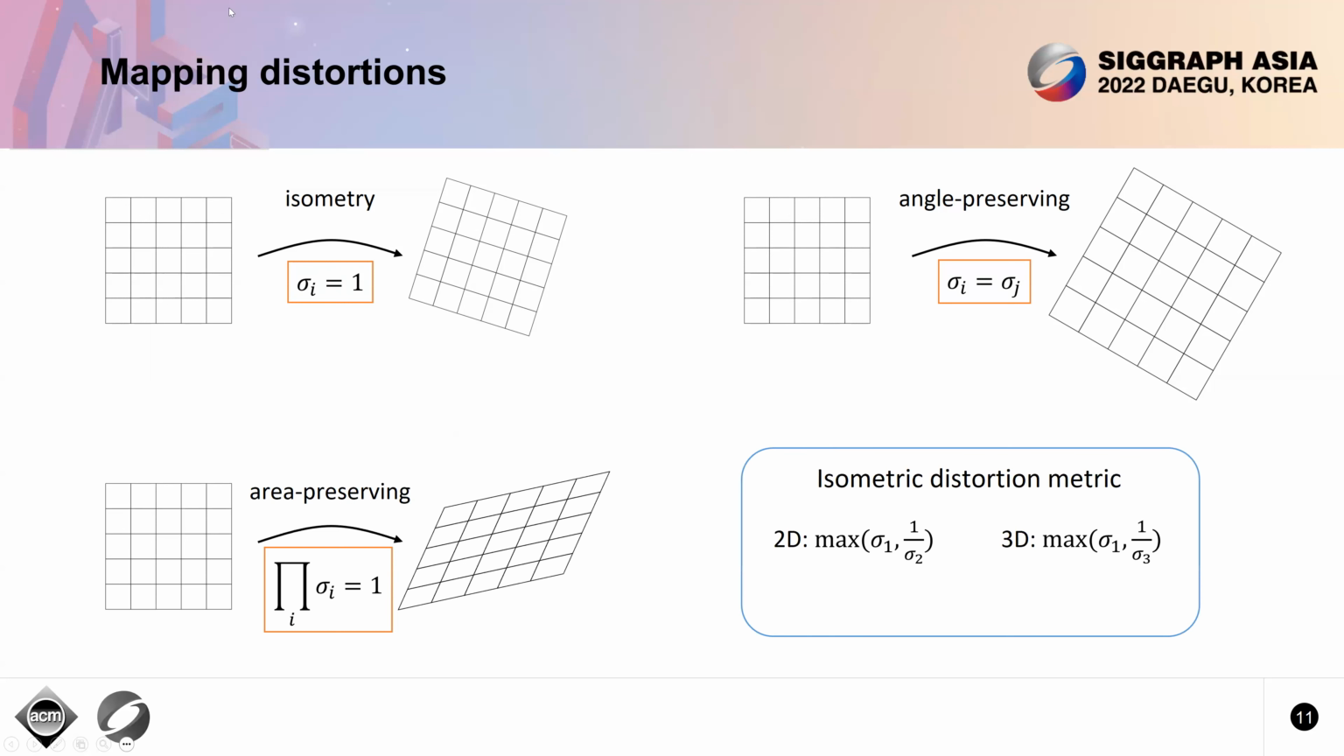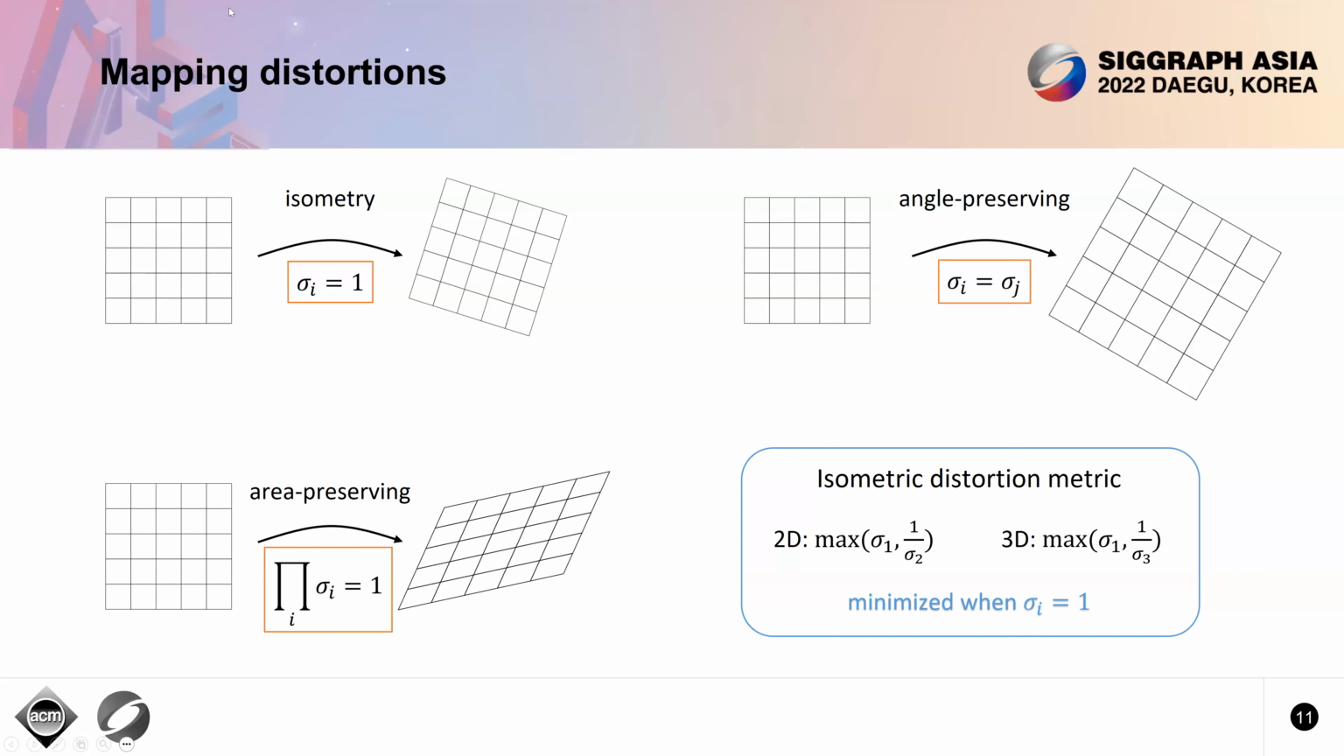To measure general distortion, we use an isometric distortion metric, which is defined as the maximum of the first singular value and the reciprocal of the last singular value, assuming that singular values are sorted in descending order. This distortion metric is minimized when all singular values are equal to 1, that is, when the map is an isometry. There are many methods to compute injective low distortion maps.